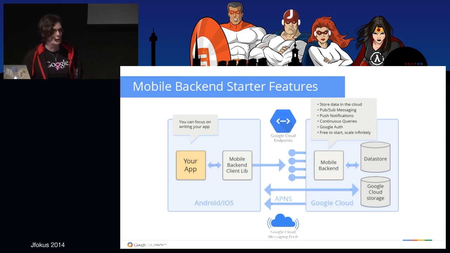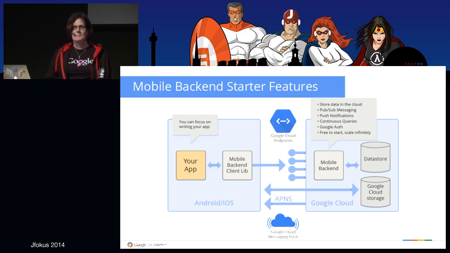And here's a quite complicated, quite busy slide, with lots of information about what the mobile backend starter offers. So here we have all of the features. So the ability to store data in the cloud, pub-sub messaging, push notifications, which we talked about, continuous queries, and that allows us to really leverage the power of prospective search by saying, I want to know about any data that contains this particular information that comes in.